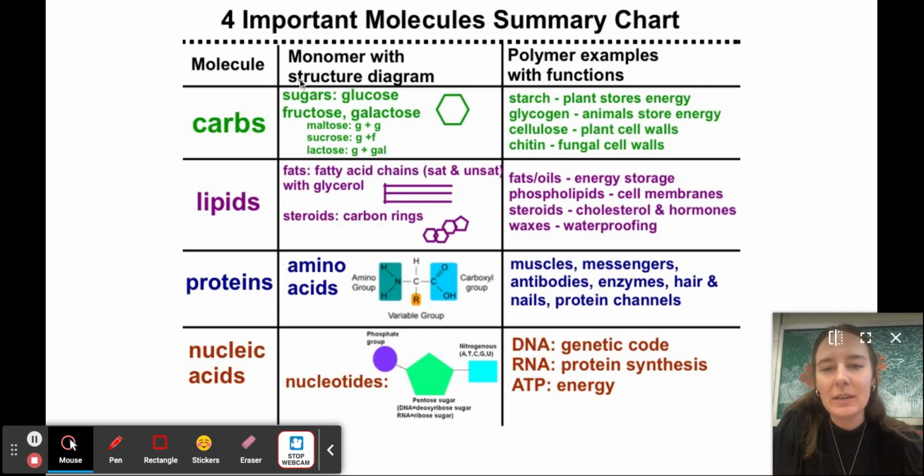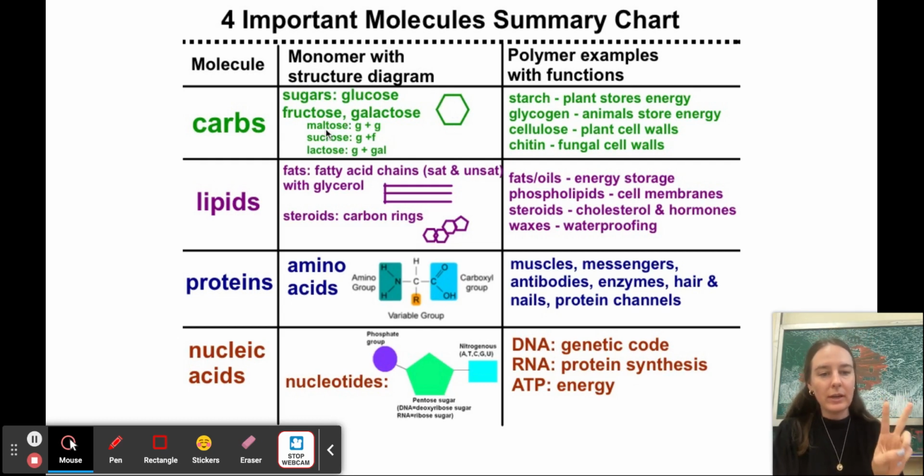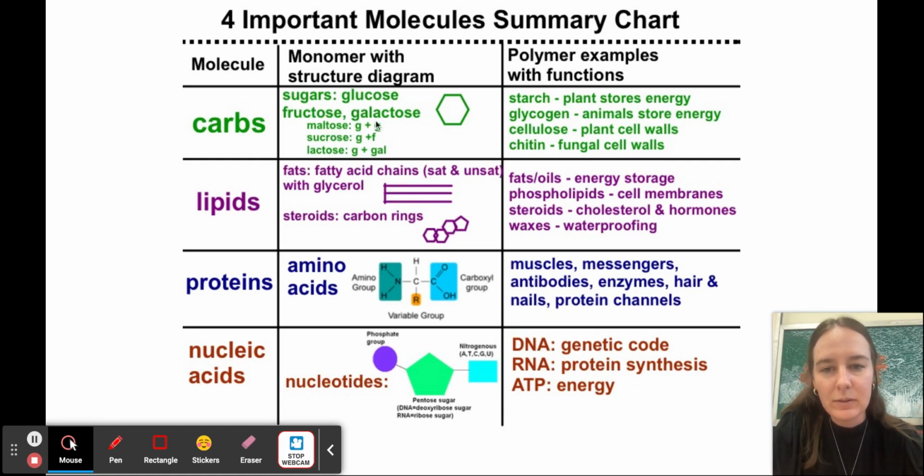So carbs, the monomer of carbs are sugars. An example of sugar is glucose, fructose, and galactose, and this is the basic structure. Remember, if you put 2 sugars together, they form disaccharides. Just a simple sugar is called a monosaccharide. So maltose is a disaccharide, glucose and glucose. Sucrose is a disaccharide, glucose plus fructose, and lactose is a disaccharide, glucose plus galactose.